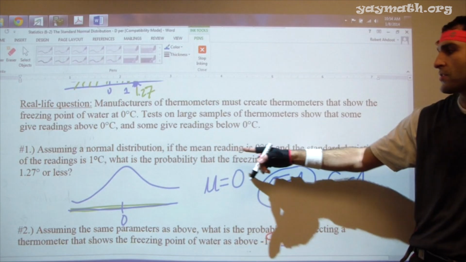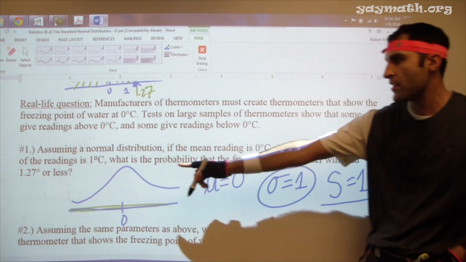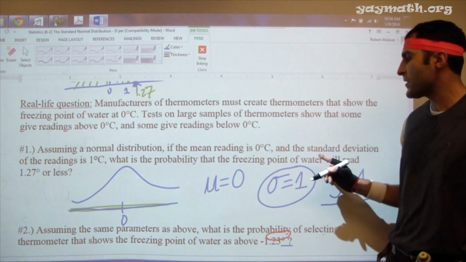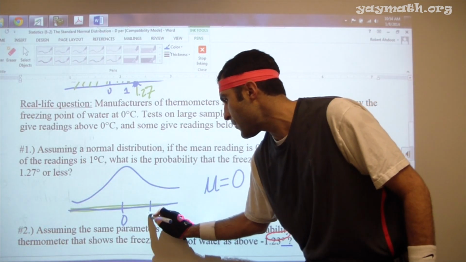Assuming a normal distribution, you'll get into it, okay? If the mean reading is 0 and the standard deviation of the readings is 1, what's the probability the freezing point of water will read 1.27 or less? So here's 1.27.